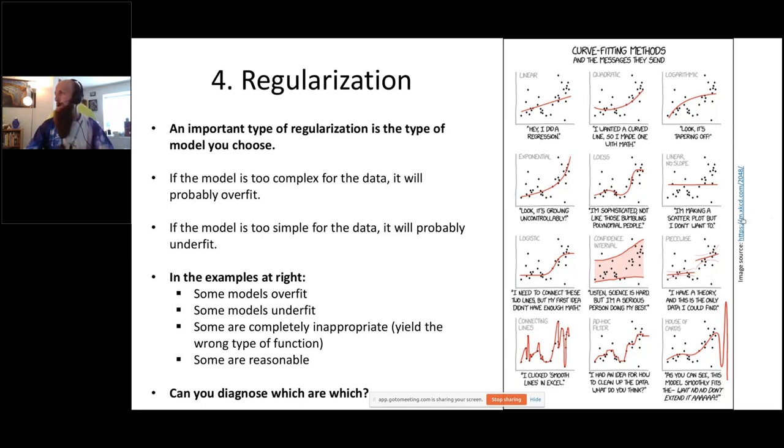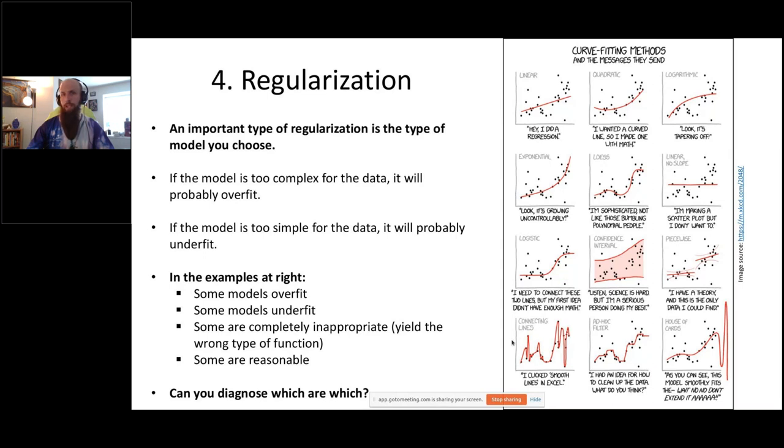So I've ripped a comic off XKCD and put it in my slides. And this has a bunch of different examples where you have a scatter plot. The scatter plot is the same in every one of these panels, and there's examples of different models being applied to the data. So if you look at these different panels, you'll see that some models overfit, some models underfit, some are completely inappropriate. They just give you the wrong type of function for the data at hand, and some of these fits are actually reasonable.